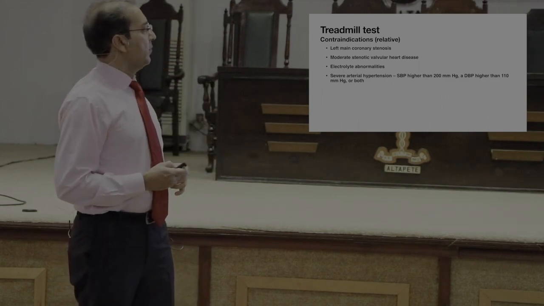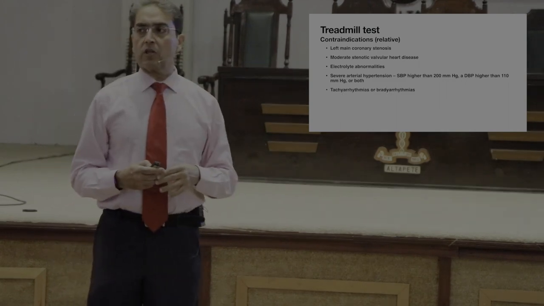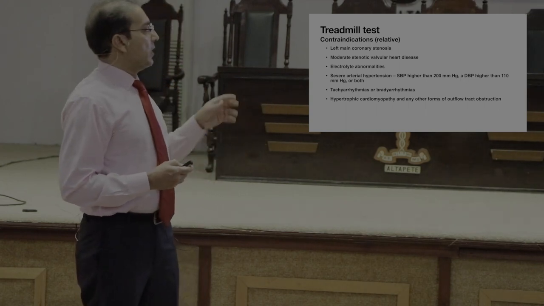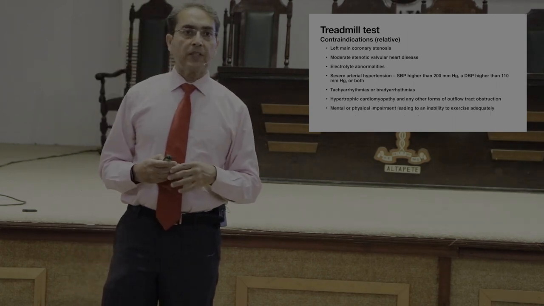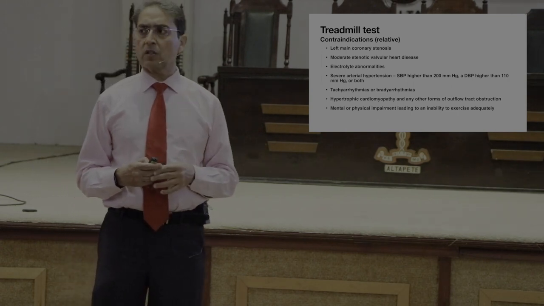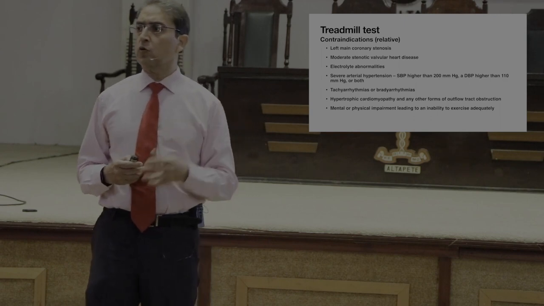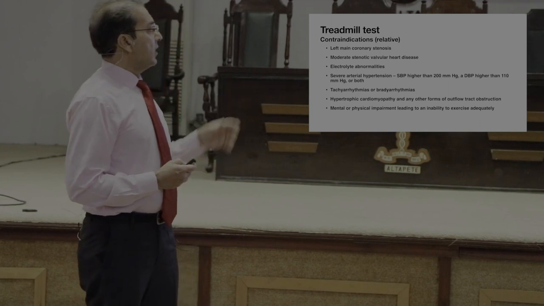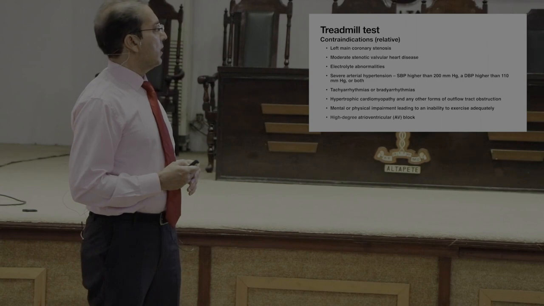If there are tachyarrhythmias, or if the patient has hypertrophic cardiomyopathy causing outlet obstruction, or any other reason for outlet obstruction, or mental and physical impairment leading to inadequate capacity to exercise. For example, if the patient has knee joint disease or backache, or a neurological condition, for example a stroke, they cannot do treadmill testing. So this is contraindicated. If there is high degree atrioventricular block, this is contraindicated.